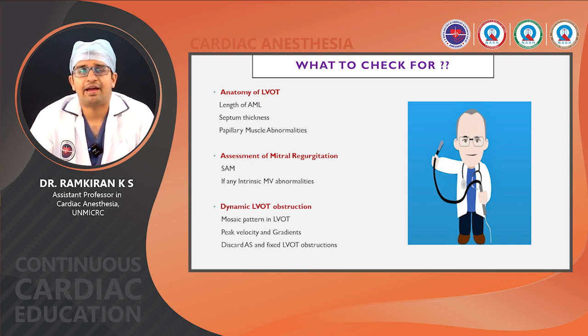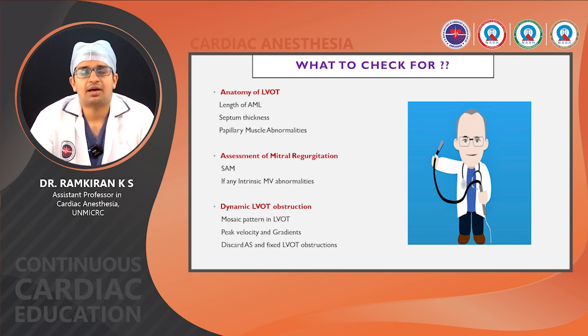What we have to check for in TE is divided into three parts. One is the anatomy of LVOT, then the assessment of mitral regurgitation, and then the dynamic LVOT obstruction. In the anatomy of LVOT, we assess the length of the anterior mitral leaflet, the septum thickness and the papillary muscle abnormalities. Next is the assessment of mitral regurgitation. Almost 80% of mitral regurgitation is due to SAM in HCM patients, and in 10 to 20% there can be some intrinsic mitral valve abnormalities also, which we should take note of.